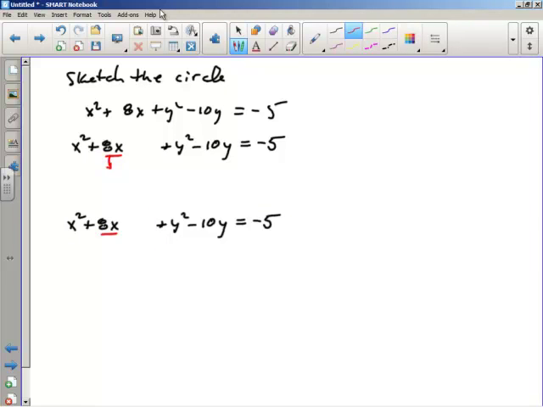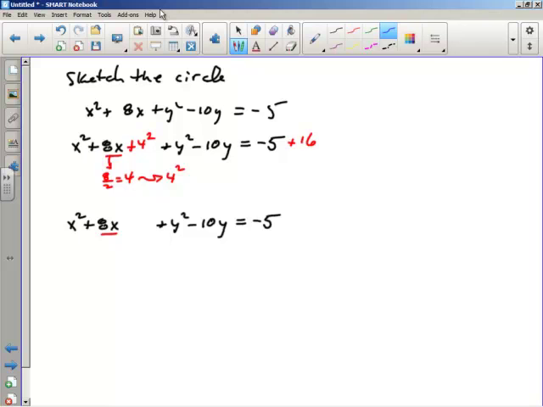What's half of 8? 8 divided by 2 equals 4. And don't put an equal sign here, but use an arrow. So 4 squared is what I'm going to add. And so I better add 4 squared to the right. Notice I'm writing it as a 16 on the right hand side.